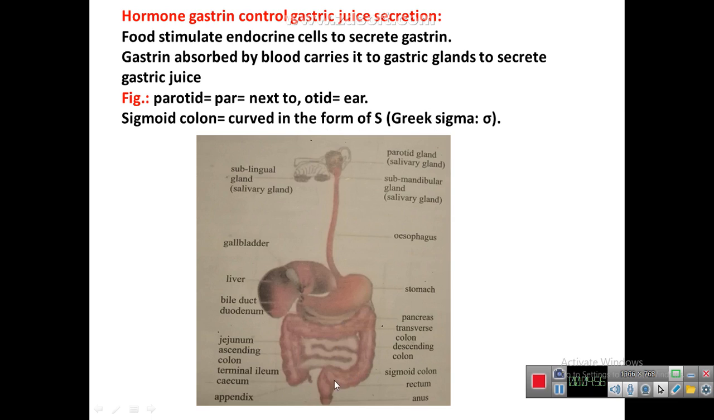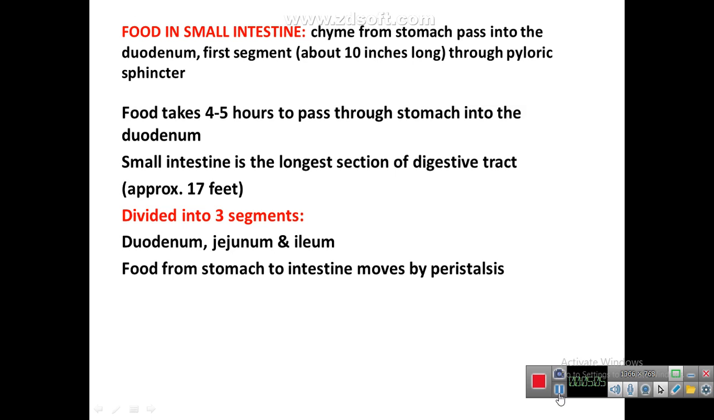Colon opens into the third part of the large intestine, rectum, and the last part of the large intestine is known as the anus. Food in the small intestine. The chyme from the stomach passes into the duodenum, first segment of the small intestine, that is about 10 inches long. From the stomach, food enters into the duodenum through the pyloric sphincter. Food takes 4 to 5 hours to pass through the stomach into the duodenum.